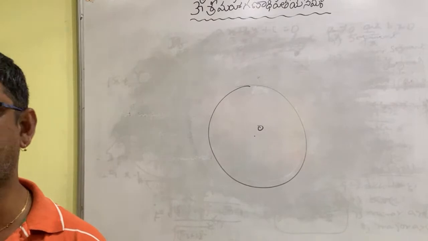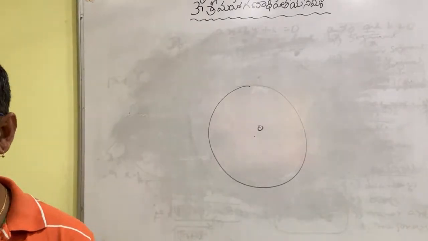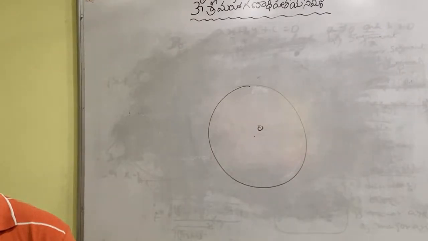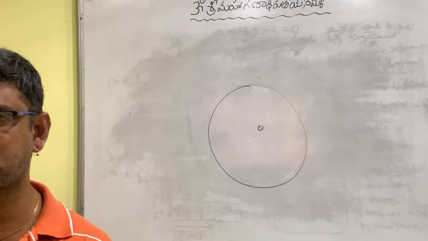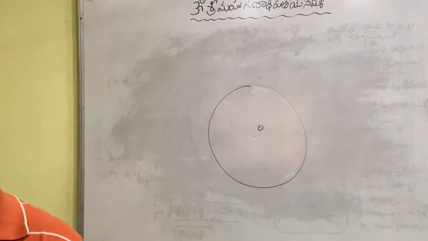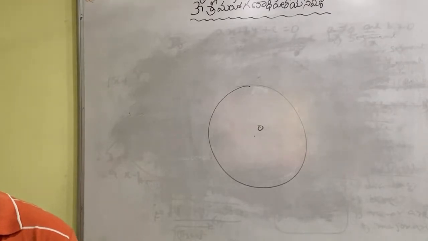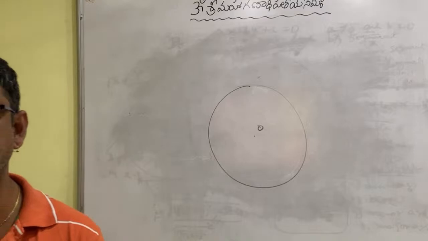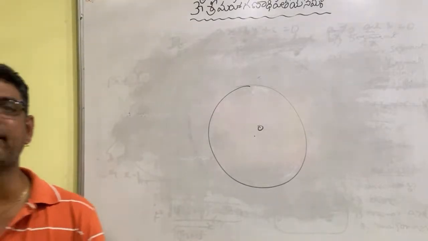Circumference is a number. Don't say circumference and area, they are numbers. They are not figures. That's what I am saying. Circumference is a number. Area is a number. They are not figures. Circumference is not a figure.